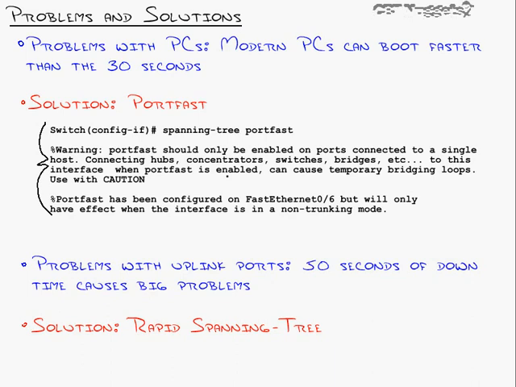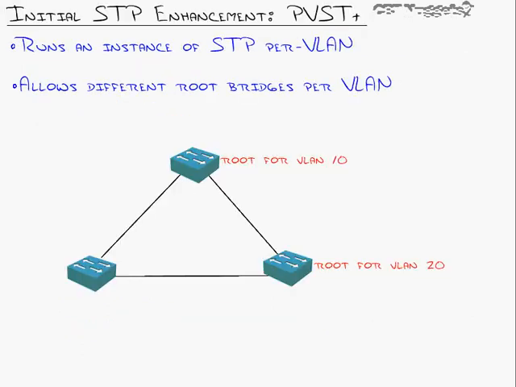So the port will go active right away as soon as you plug in the device, but that could cause loops in the network. The other issue that spanning tree causes is that it has problems with uplink ports, meaning ports connecting to other switches. 50 seconds of downtime in any network can cause big problems. There's a lot that can go wrong during that. The solution to that issue is the new version of spanning tree, Rapid Spanning Tree.